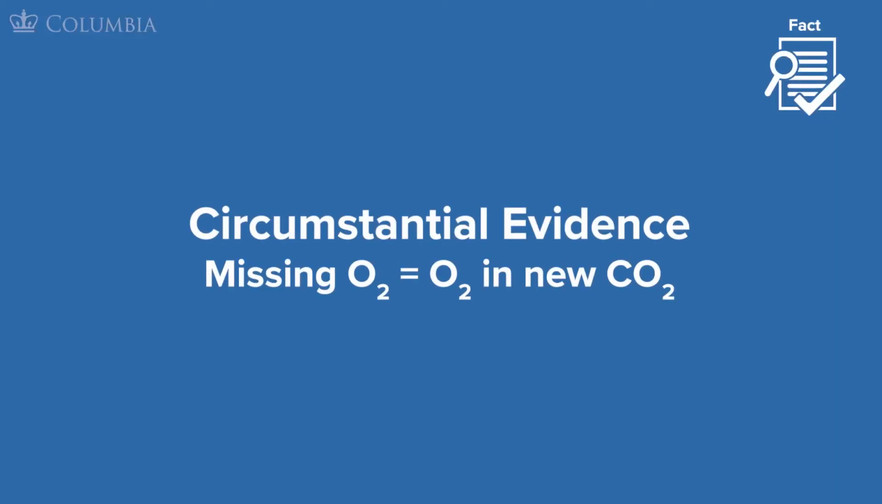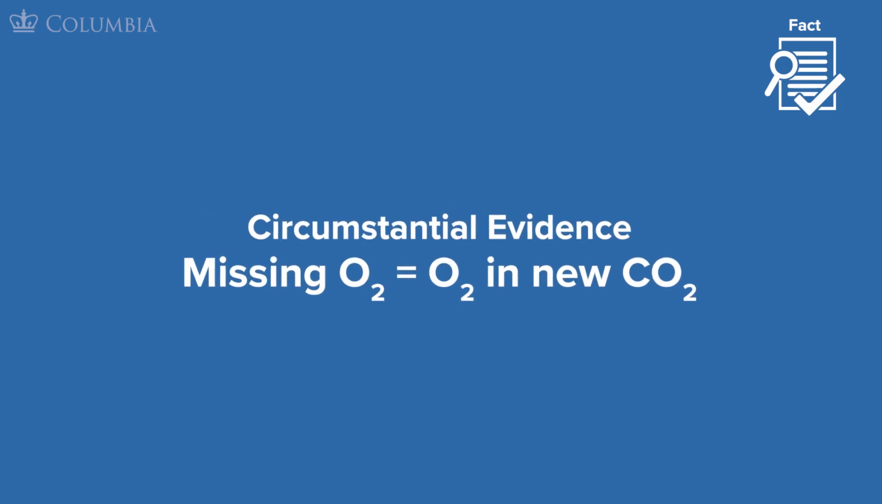The circumstantial evidence that there's a connection here is that the mass of missing oxygen in the atmosphere is just about equal to the mass of the oxygen in the new CO2 molecules that have been added to the atmosphere. Burning things means combining them with oxygen. Burning fossil fuels means combining carbon with oxygen that ultimately make CO2.